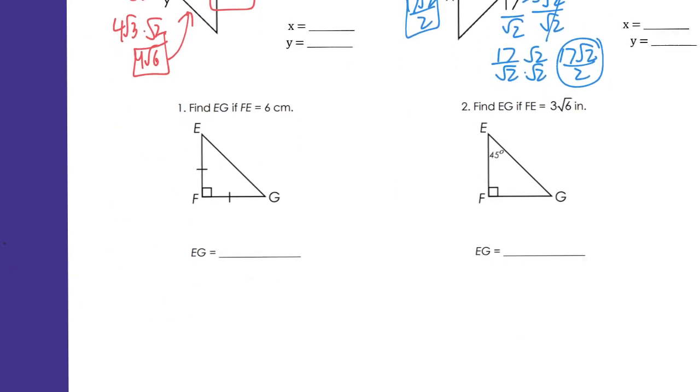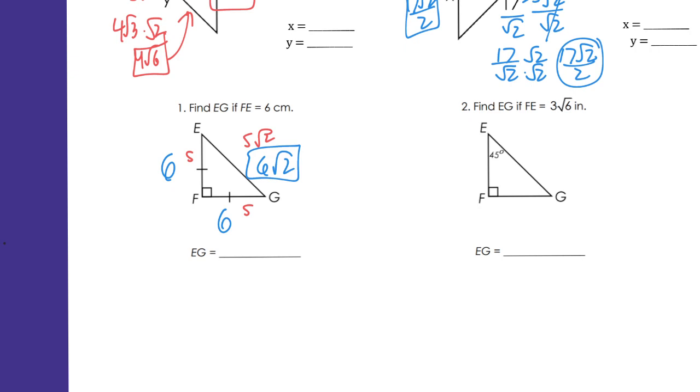Okay, let's try a couple more. If FE is 6, then what would be EG? Well, if it's isosceles, you know these two sides are the same, and the hypotenuse is the length of those sides times the square root of 2. So this is s, this is s, this is s root 2. It'll just take 6 times the square root of 2, so 6 root 2. You could have done that by doing the Pythagorean theorem as well. So EG would be 6 root 2.